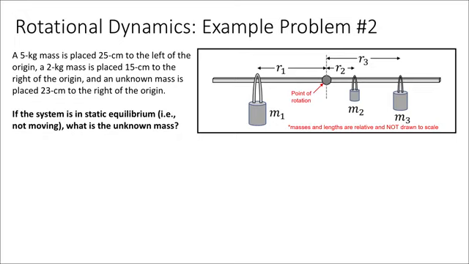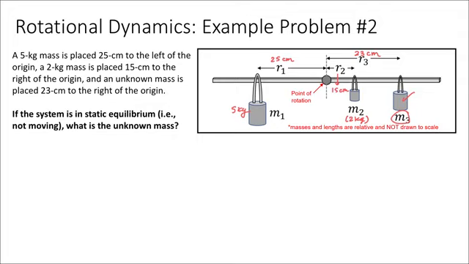So let me read the problem statement. We have a 5 kilogram mass placed 25 centimeters to the left of the origin. So this is 5 kilograms, and it's going to be 25 centimeters to the left. We also have a 2 kilogram mass. So this mass 2 here is 2 kilograms, placed 15 centimeters. So R2 is going to be 15 centimeters to the right. And then an unknown mass, I don't know this mass, is going to be placed 23 centimeters, I am given that information, to the right of the origin. And so if the system is in static equilibrium, in other words, it's not moving, what is this unknown mass? So what is mass 3 in kilograms? Can I solve for that?